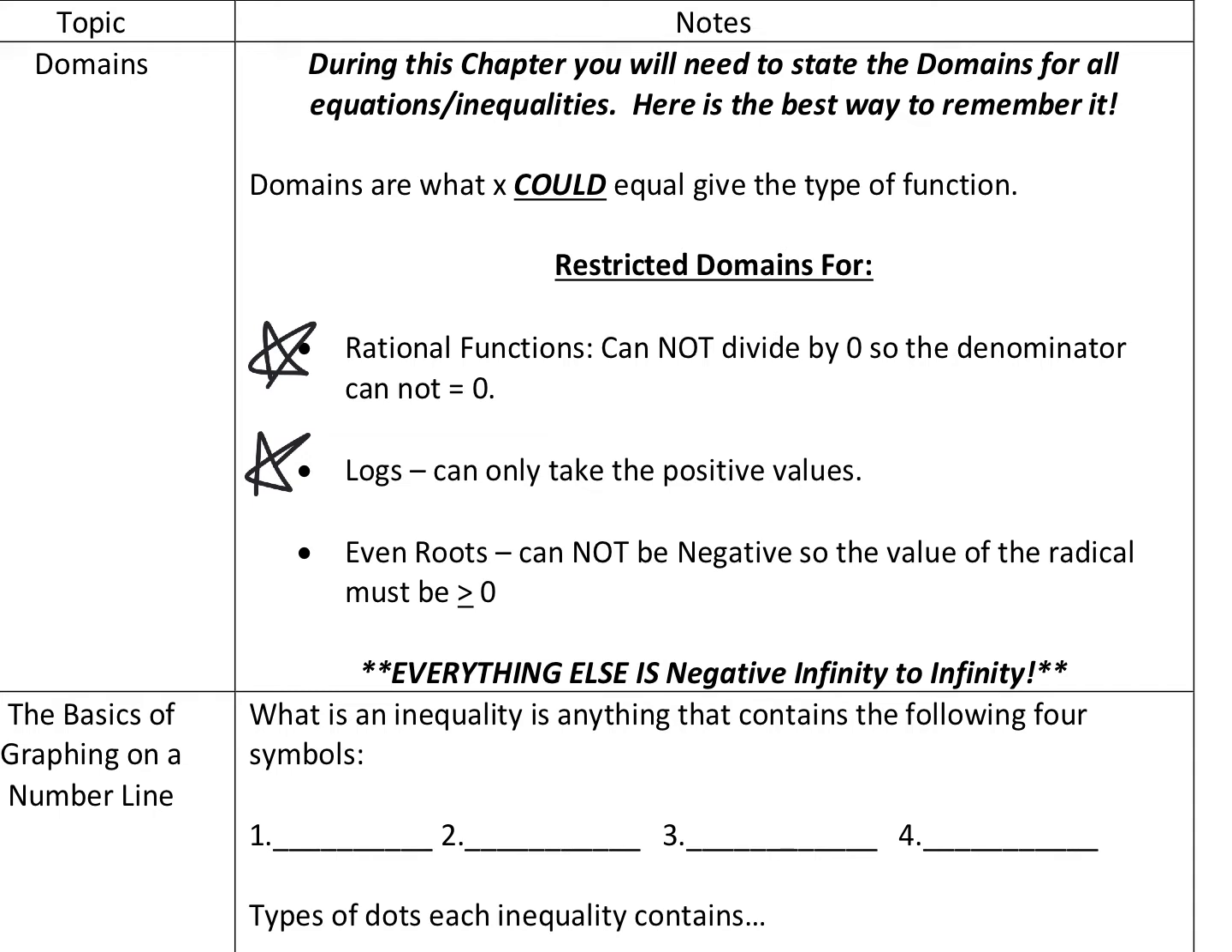And then the third exception to the rule, the square root functions. Can we take the square root of a negative number? No. So that was the last one. Okay, so those are the only three things that are not negative infinity, positive infinity for domain.